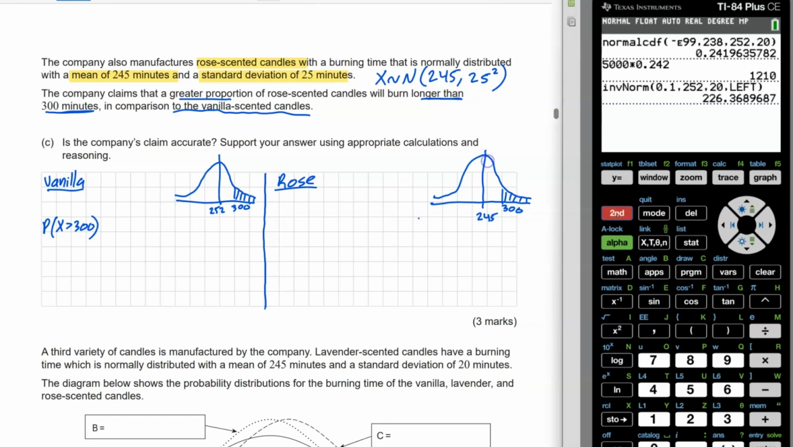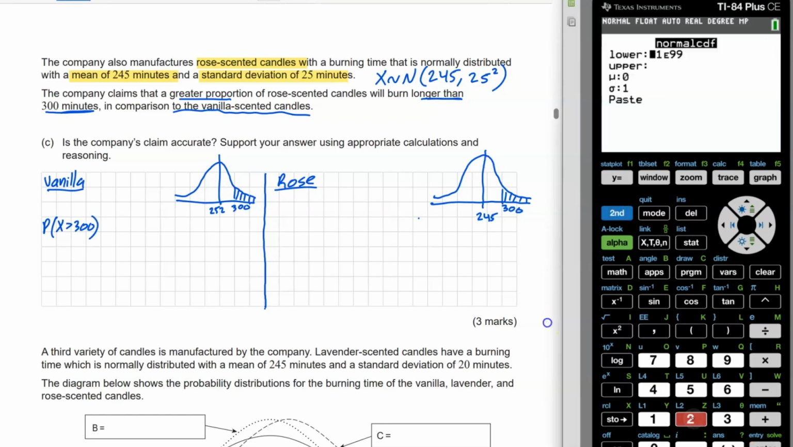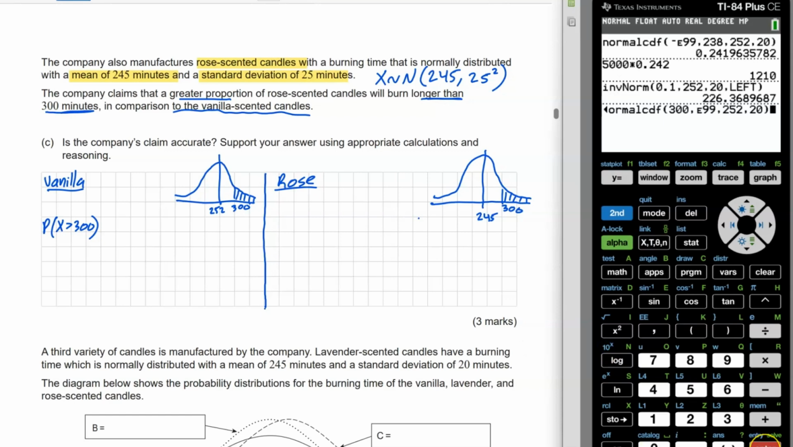So we're going into distributions again. We're going down to the CDF, and we're going to have our lower bound as the 300. Our upper bound is going to be that E99, so a super big number. 252 was our mean, and then this time we had a standard deviation of 20 for the vanilla. And we get that number there. So again, up to you if you think you can fit this in. I will see how I go.